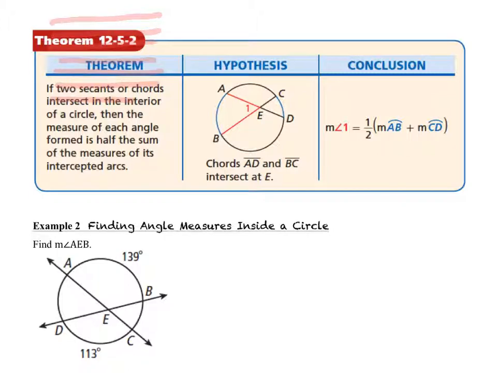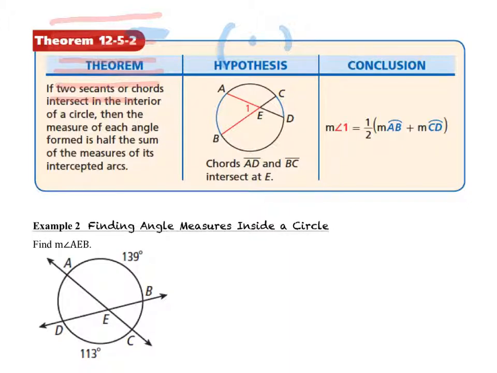then the measure of the angle formed, like the measure of angle 1, for instance, is equal to half of AB plus CD. So it's like adding them and dividing by 2. It's taking the average, basically. If they're meeting in the interior, that's the key word there, interior. So here I have my lines meeting in the inside of the circle.